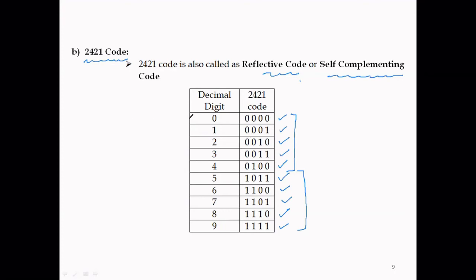See here, what is the 9's complement of 0? 9 minus 0 equal to 9. What is the 1's complement of 0, 0, 0, 0? 1, 1, 1, 1. That is 9. So, we can do 9's complement in the decimal. Instead, we can directly operate on 1's complement very simply to get this 9. That is the advantage of this 2421 code, self-complementing property.